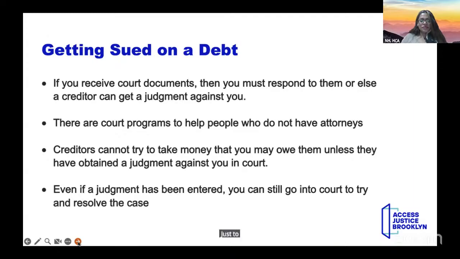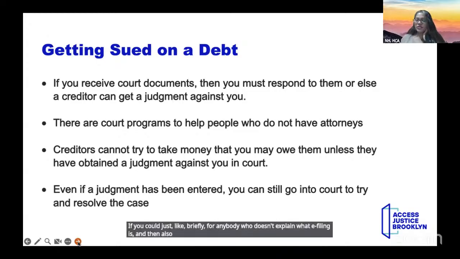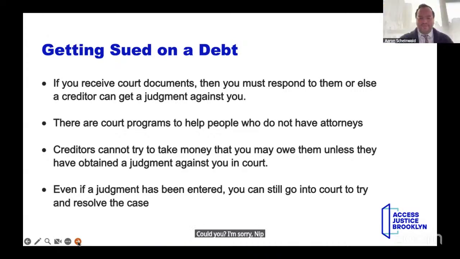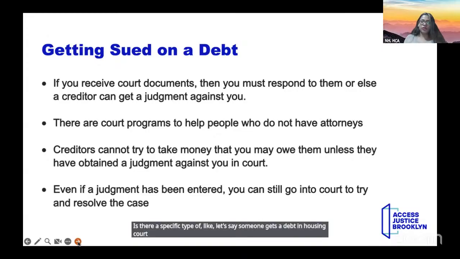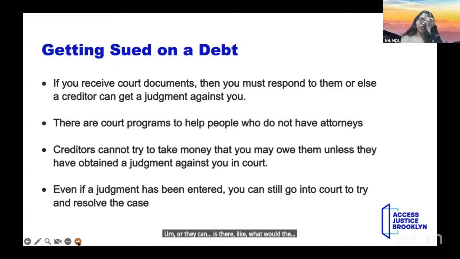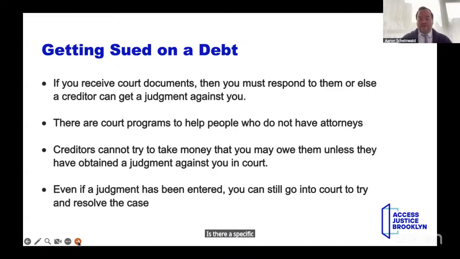It's a kind of basic question, but if you could just briefly explain what e-filing is for anybody who doesn't know, and then also, is there a specific type of civil court where the judgment can be enforced, since we have different ones? Let's say someone gets a debt judgment in housing court, is there a specific court they would have to go to get the money judgment enforced? Is there a specific court that the creditor would go to seek further enforcement of the judgment? Is it Supreme or small claims?